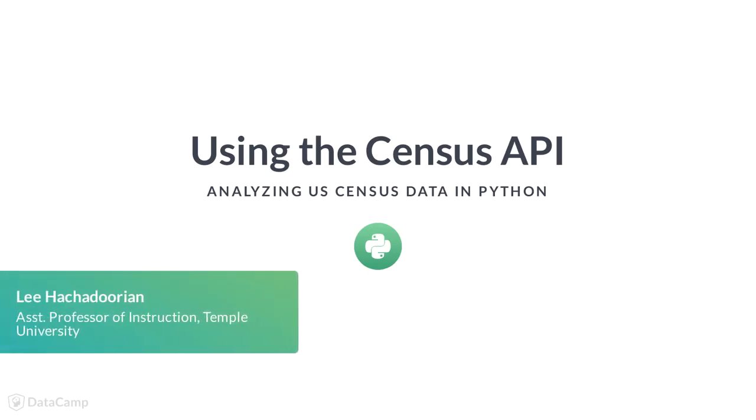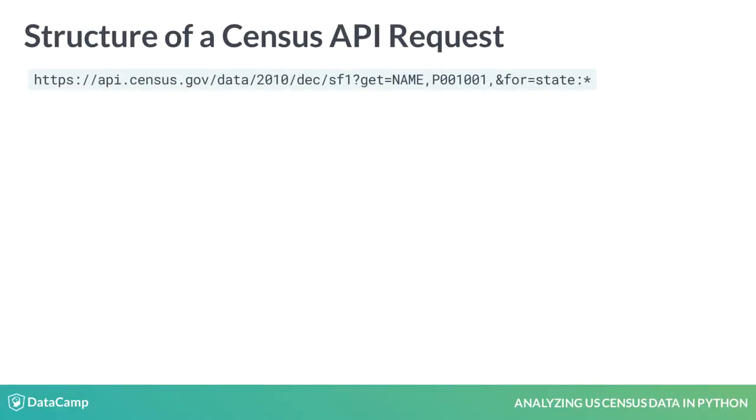The data frame used in the first lesson was downloaded from the Census API server. Now we'll learn how to construct an API request and load the response into a Pandas data frame. This is a basic Census API request.